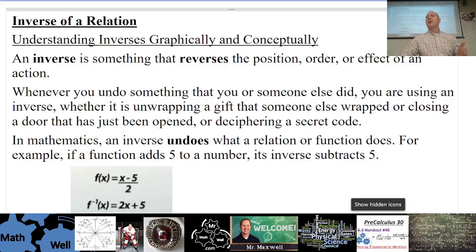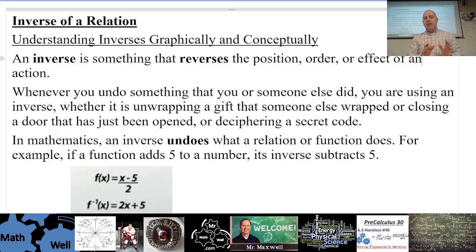So A, B, H, and K, and what that does to a function, how it stretches it, how it flips it, how it moves it. This one is a bit different. We're not focusing on transformations. We're focusing on what is called an inverse function, or an inverse of a relation. So, understanding inverses graphically and conceptually is kind of the first part of this lesson here.